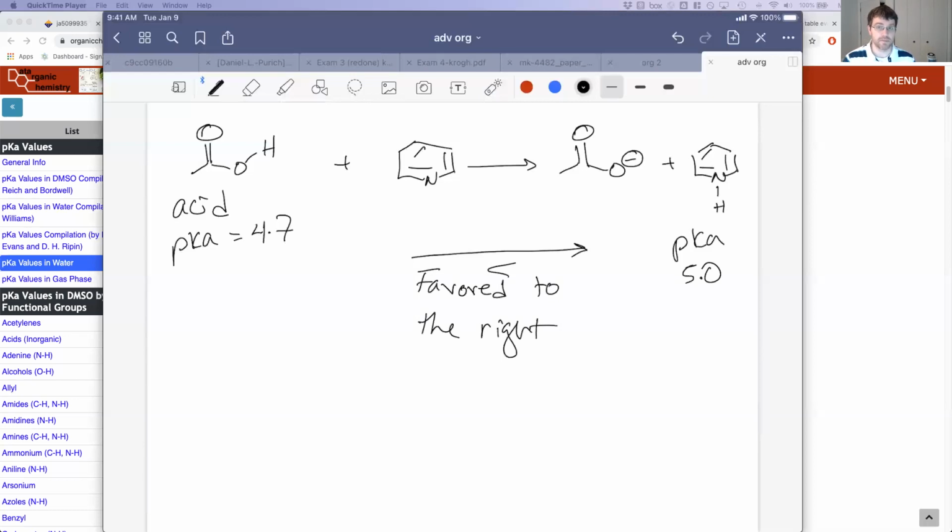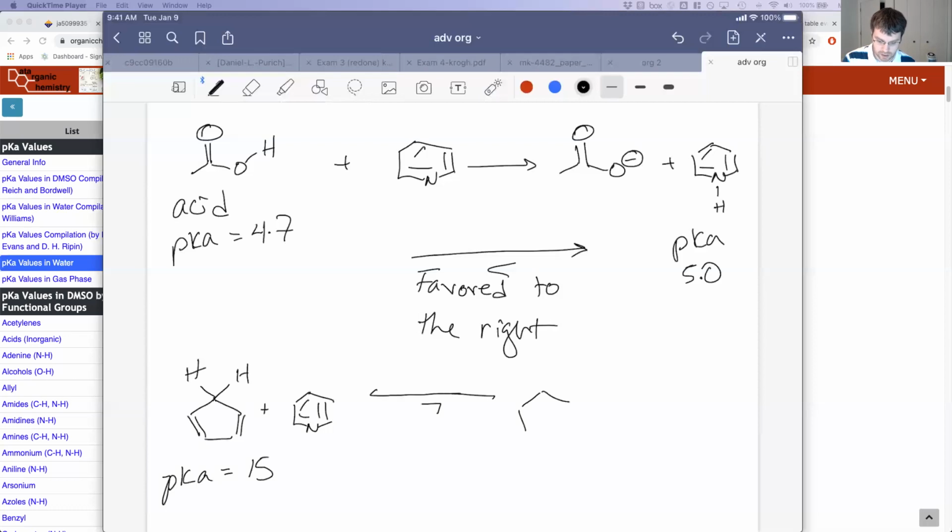Now it's pretty useful for acid-base reactions, because the transfer of a proton in an acid-base reaction is generally very fast. You don't have to worry about kinetic effects as much or as often. But if we compared a different acid source, like cyclopentadiene, which last time we said had a pKa equal to 15. Now, if we let that react with pyridine, we would see virtually no reaction in the forward direction, because the pyridine conjugate acid has a much lower pKa. So the equilibrium generally tends toward the acid, the conjugate acid with the larger pKa. So this one is favored to the left.